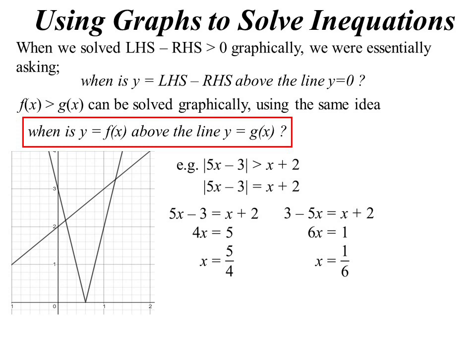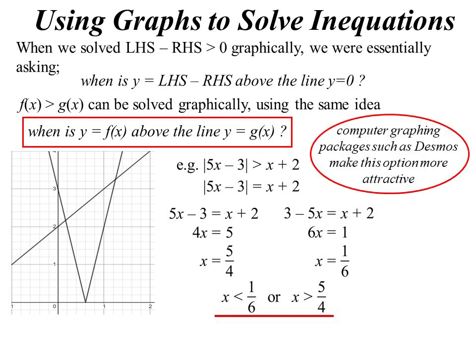So good if it's nice, neat points and you've got an accurate graph. If you don't, well, you may as well just solve it as an equation. Looking at our graph, I now know what those x values are, and I'm saying, well, when is the absolute value graph above the line? So it must be on the left-hand side of 1/6 and on the right-hand side of 5 on 4. So I can use the graph. Of course, if you're using it not necessarily in an exam, and you've got a graphing package like Desmos, then it becomes a better option because you can zoom in and get the exact value quite quickly on graphing packages.